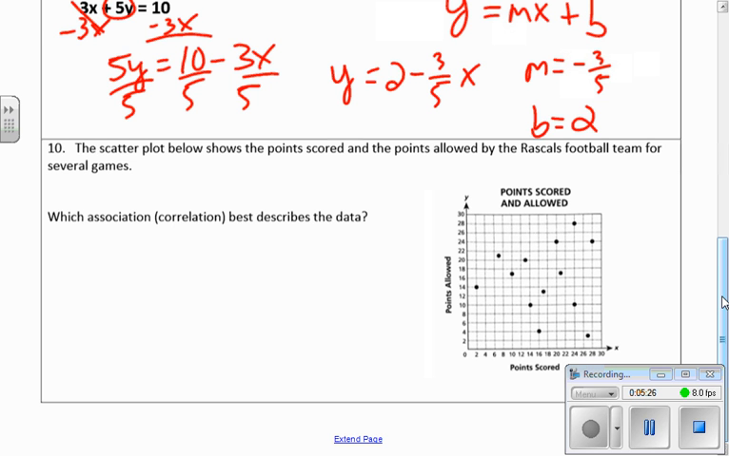Number 10, here's a scatter plot. What kind of association? I would say there is no association because all those points are scattered randomly about the graph. I can't draw a line through the middle of it and say there's a positive association. Can't draw any kind of line because they're all scattered all over. So you guys know that. There's no association. There's no linear, there's no nonlinear, there's no association at all. There's no pattern with the data.